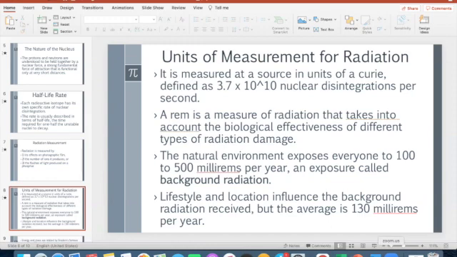The natural environment exposes everyone to about 100 to 500 millirems per year. This is called background radiation, our natural exposure to the outdoor environment. Lifestyle and location influence the background radiation received, but the average is 130 millirems per year.